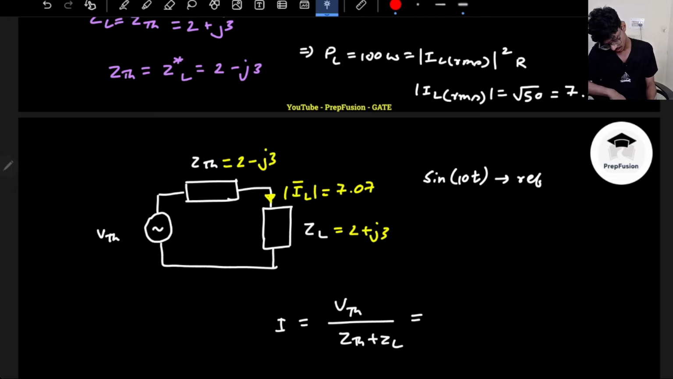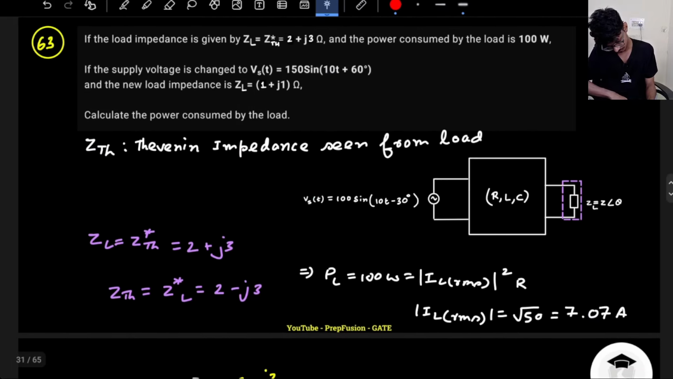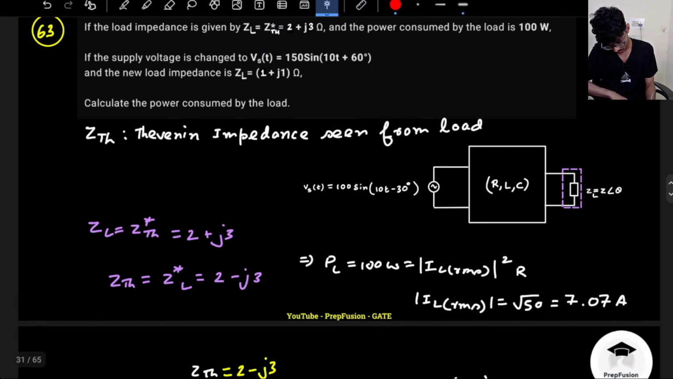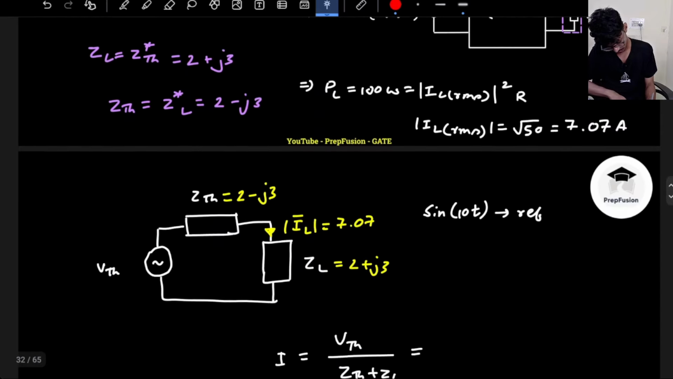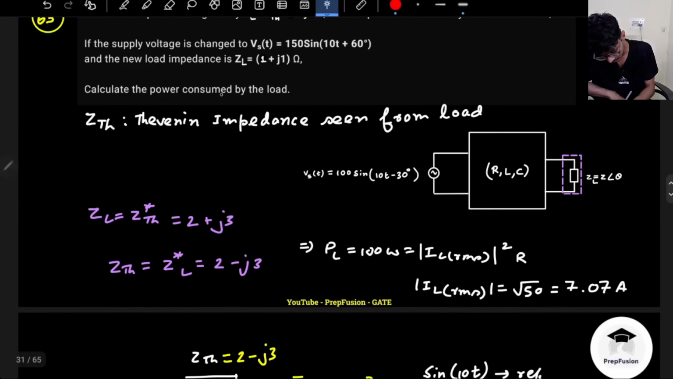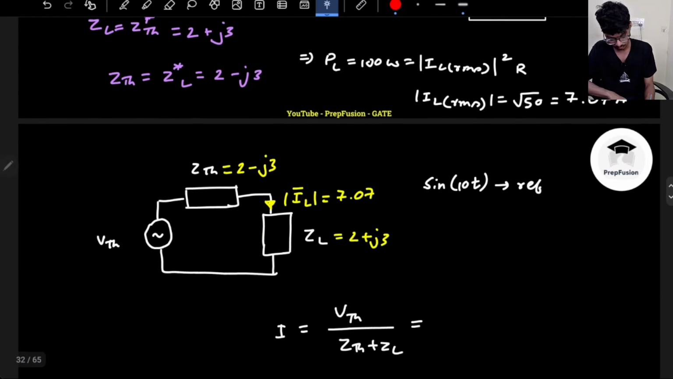So but what is the phase of the current I? I don't know what the phase of the current is. This is 10 angle 30, right? This is the magnitude. They are only asking us about the power consumption, so actually I will not require the phase. I will explain what I mean by it.